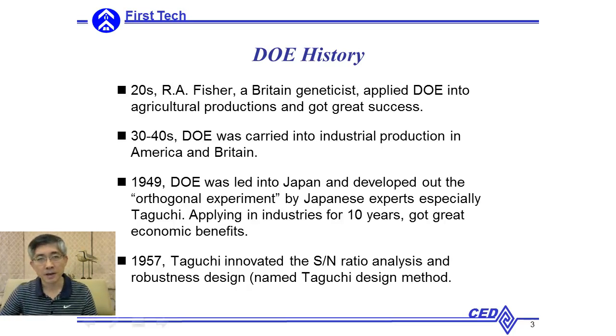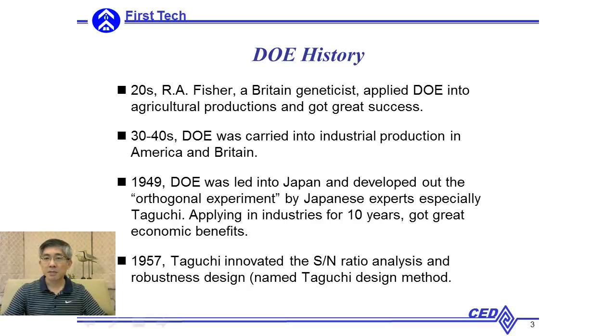And in the 1930s to 40s, design of experiment was introduced to industrial production in America and Britain, and it was getting more and more attention. But in 1949, DOE was introduced into Japan, and by a Japanese expert, Taguchi, who came up with a term called orthogonal array and simplified the methods.